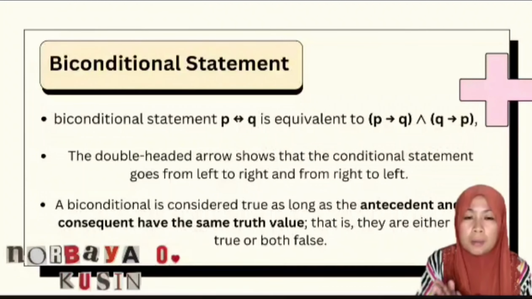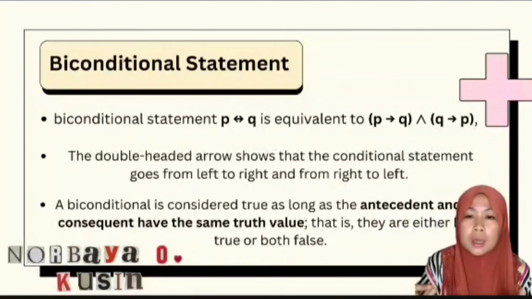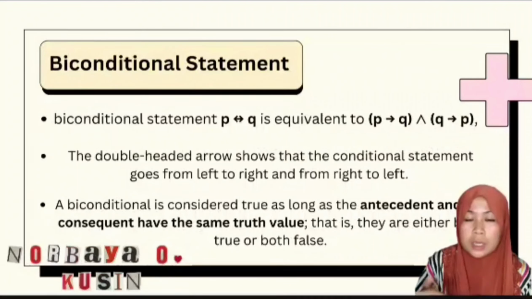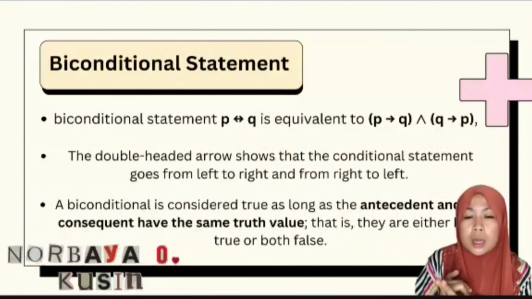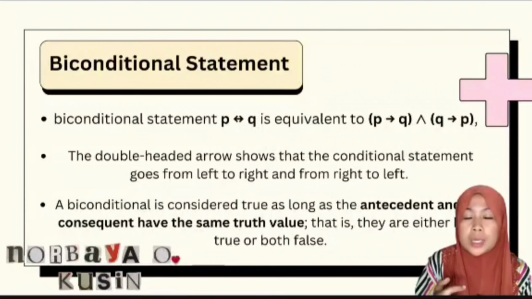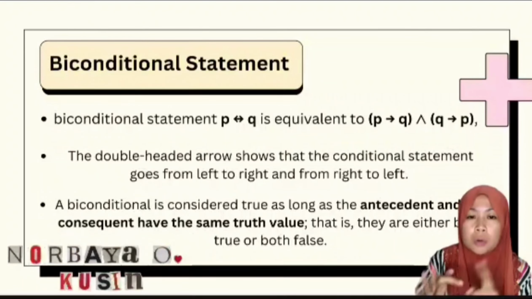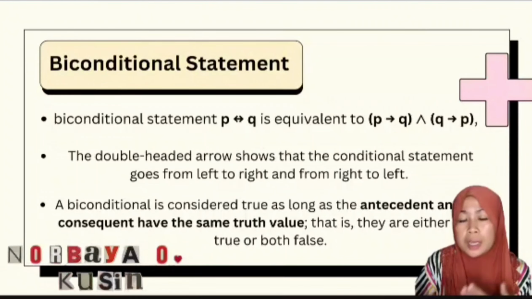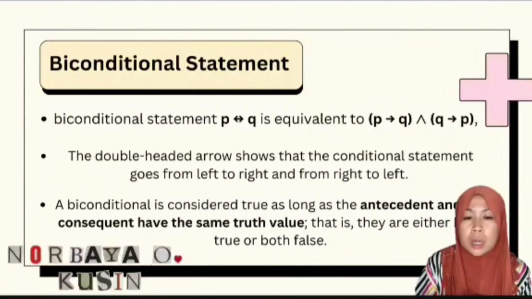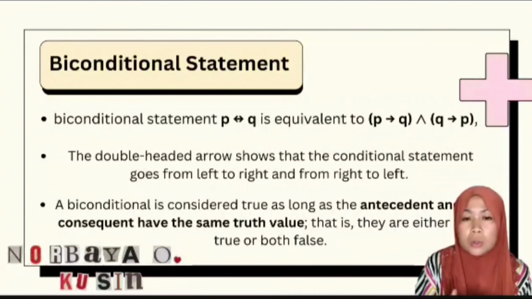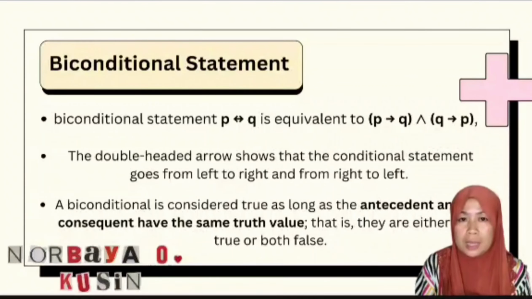So, ulitin ko po, ang biconditional statement natin is combination of conditional statement and its converse, and then denoted as P if and only if Q, and then defined as both true and both false po. Kaya doon natin ma-identify kung biconditional ba siya or conditional statement. So, ganun lang po kadali intindihin yung biconditional statement natin.